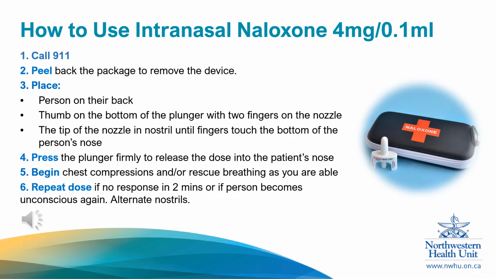How to use intranasal naloxone. It is important to follow your organization's policies and procedures related to emergencies, but here are the general steps when there is an emergency where an opioid overdose is suspected. 1. Call 911. 2. Peel back the package to remove the device. 3. Place the person on their back. Place your thumb on the bottom of the plunger with 2 fingers on the nozzle. Place the tip of the nozzle in the nostril until your fingers touch the bottom of the person's nose. 4. Press the plunger firmly to release the dose into the patient's nose.